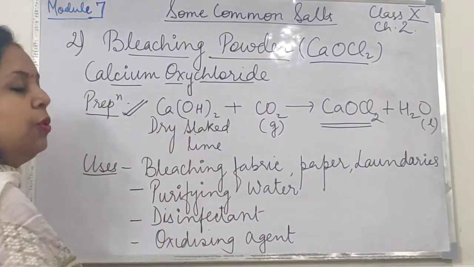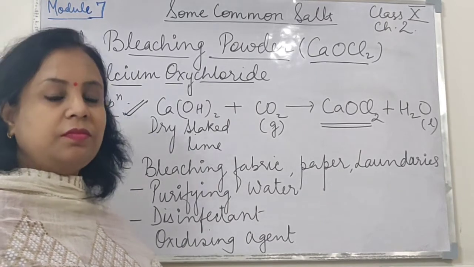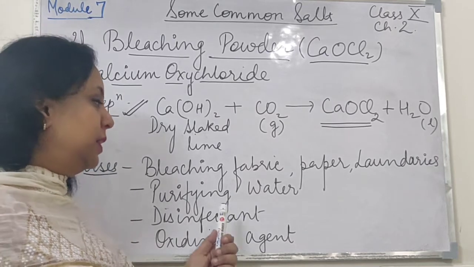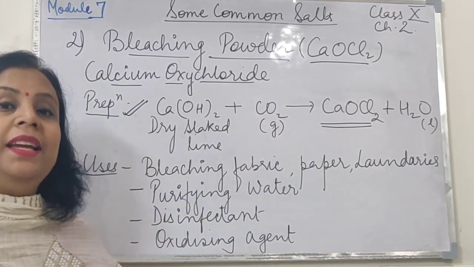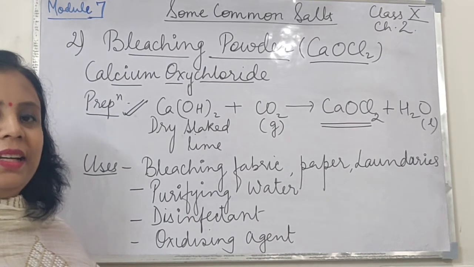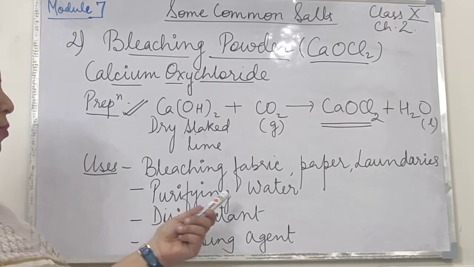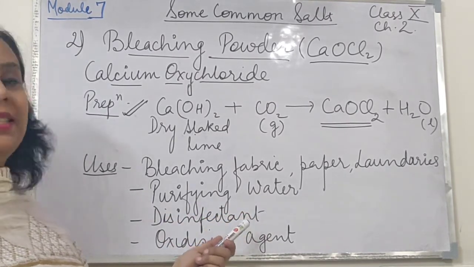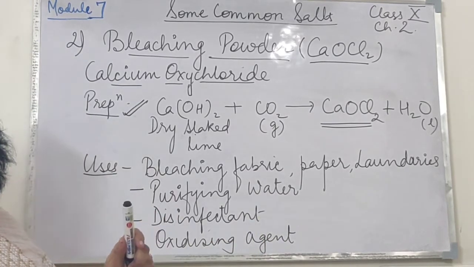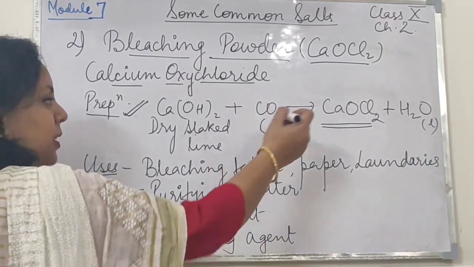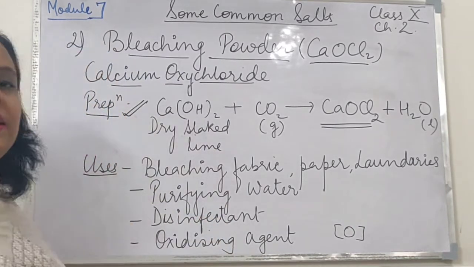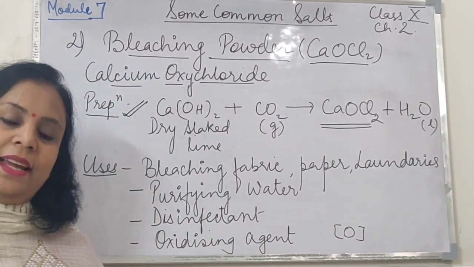Next, it is also used for purifying water. Yes children, it is a white colored powder. You must have often observed this calcium oxychloride powder lying in the swimming pools, and it releases chlorine gas and it disinfects. So it acts as a water purifying agent and a disinfectant. Often it is used for cleaning the washrooms and the corridors and the basements and all. And because it releases active oxygen, for many reactions it is used as an oxidizing agent also.